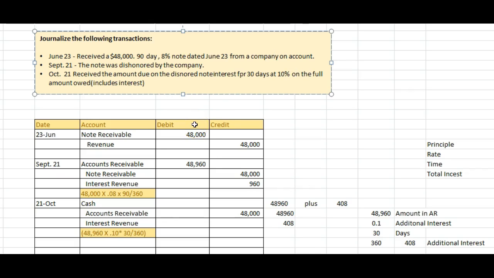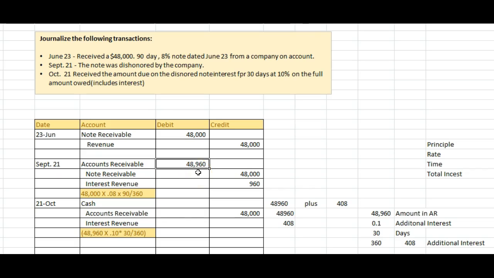Now they dishonor it, because it's overdue. Okay, so they owe that 8%. So you've got that right. So now you have an interest revenue that you didn't get. This is the note receivable that you're removing. So they now have an accounts receivable of $48,960.